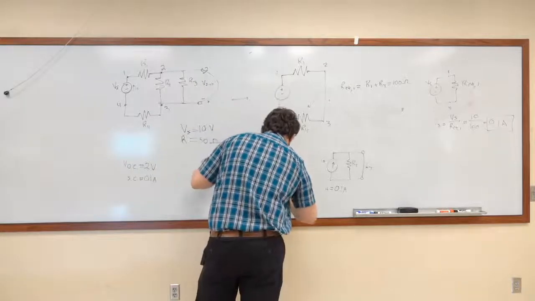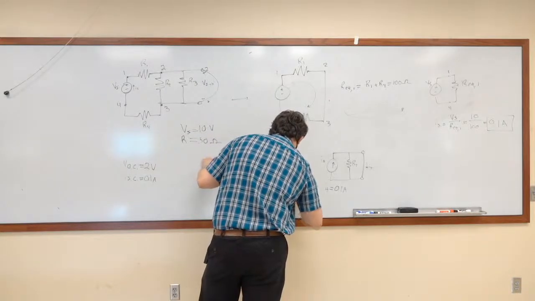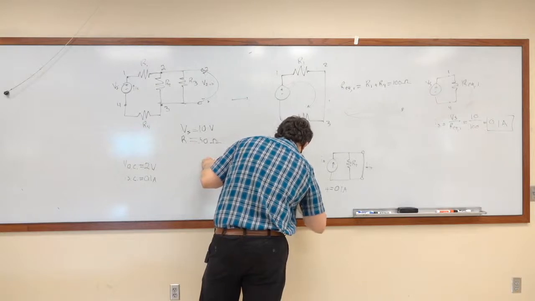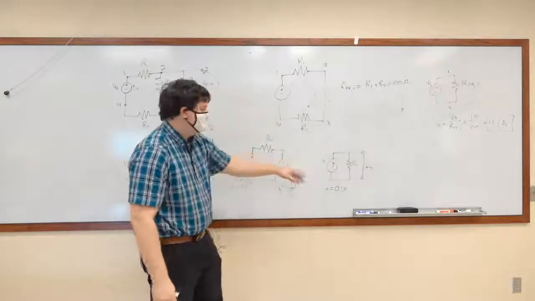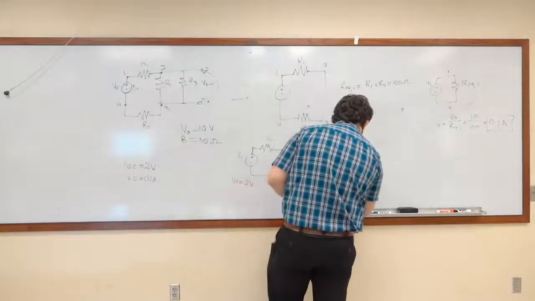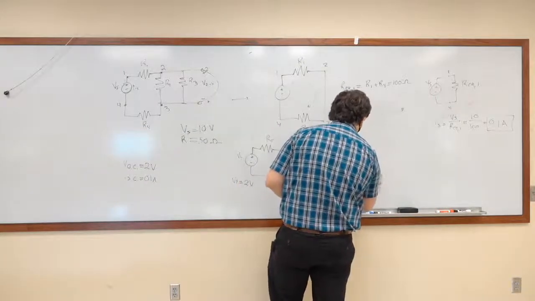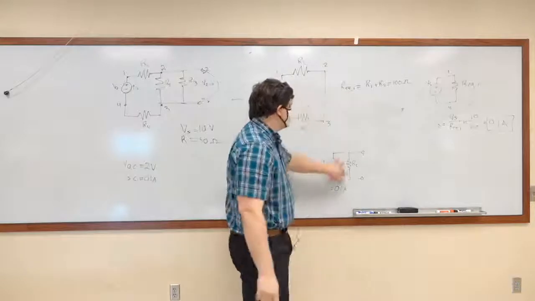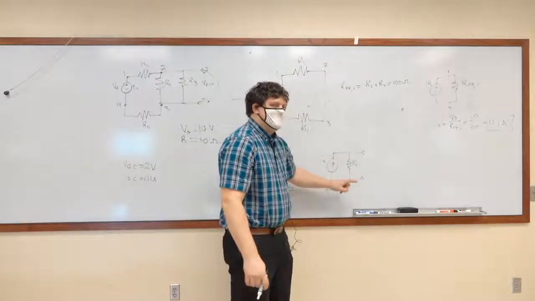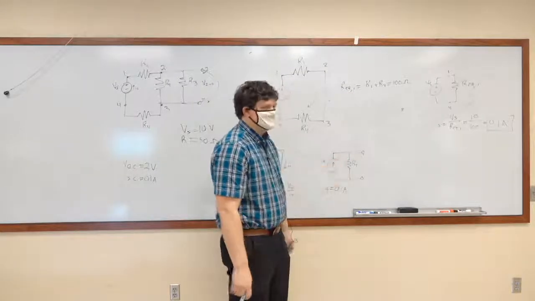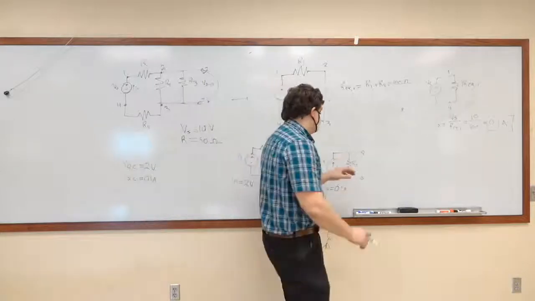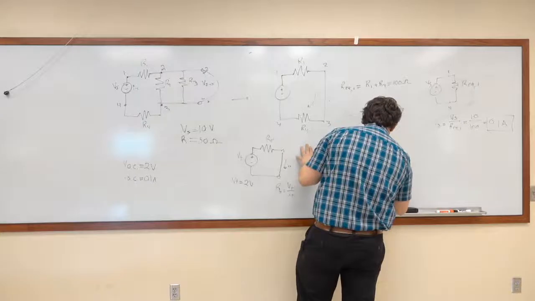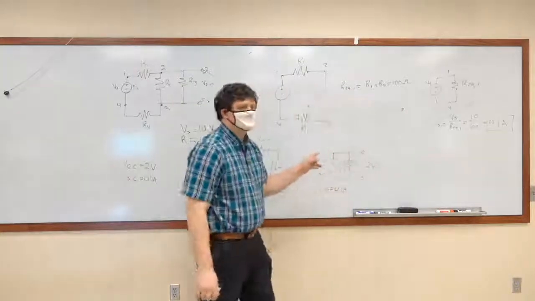So RT here is going to be equal to VT divided by IT. Now we can also go on this side. The open circuit voltage here is equal to the amount of voltage that is generated by current flowing through this resistor. If all of the current is flowing through that resistor, there should be 2 volts across those terminals.